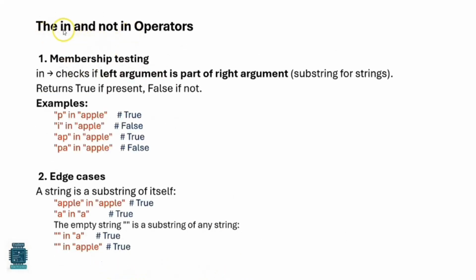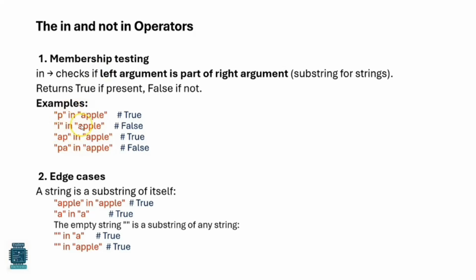The next concept is the in and not in operators. Let us see how exactly they work in Python. In will check if the left argument is part of the right argument. For example, P in apple. P is there in apple, that's why it will return true. I in apple, it's not there in apple, that's why it will return false, like that.